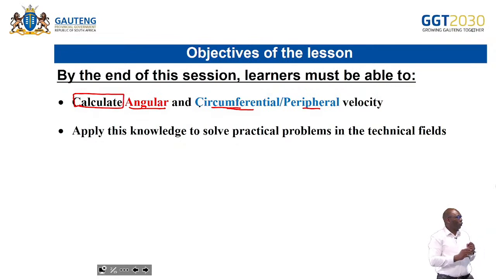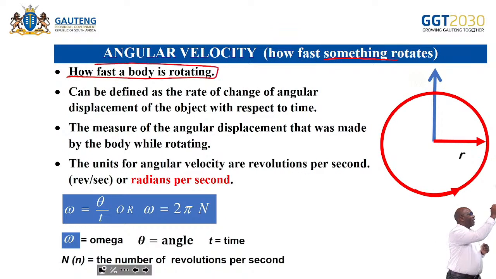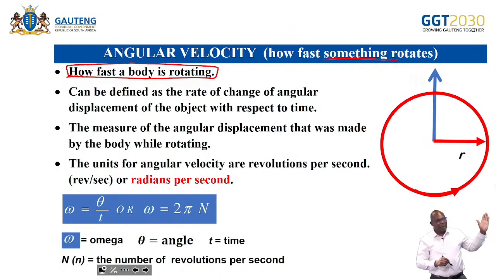The next thing that we need to know, we need to apply the knowledge to solve these practical problems, because this topic is very practical in technical fields. So we must be able to do that. Now let's look at what that angular velocity is that we're talking about. Angular velocity is how fast something rotates, so how fast a body is rotating. You'll see in the next one we're going to be playing a video, and then you will be able to see what we're talking about here.